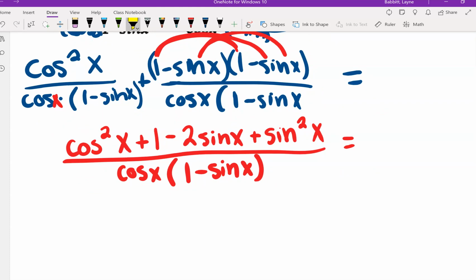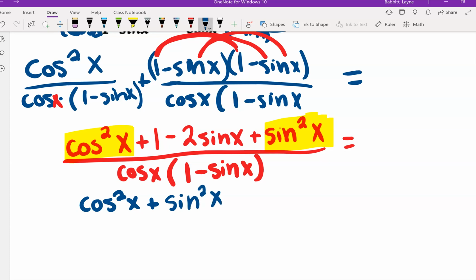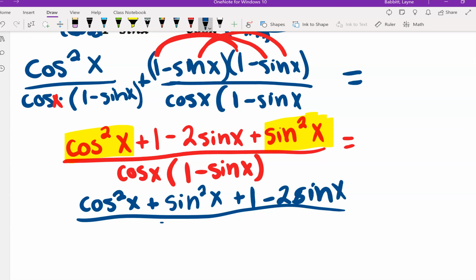One thing I notice, and I'm just looking for things that I can simplify, is that I have cosine squared x plus sine squared x. I'm going to regroup this a little bit so that those are together, because those make up the Pythagorean identity. And then we have this plus 1 minus 2 sine x over there. And then this is all over cosine of x times 1 minus sine of x.